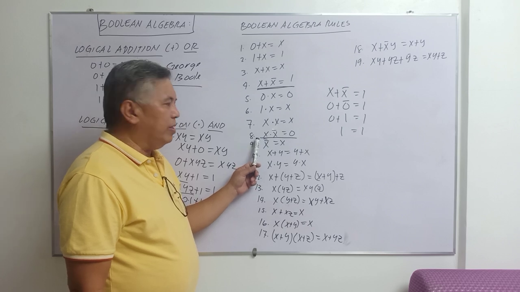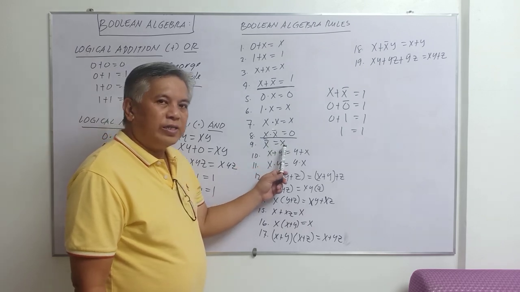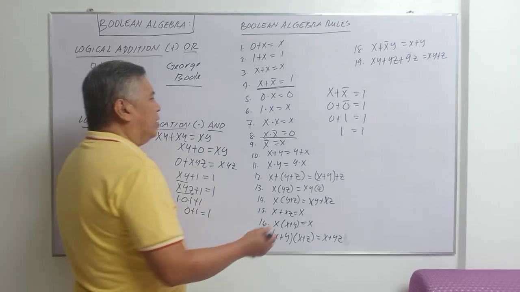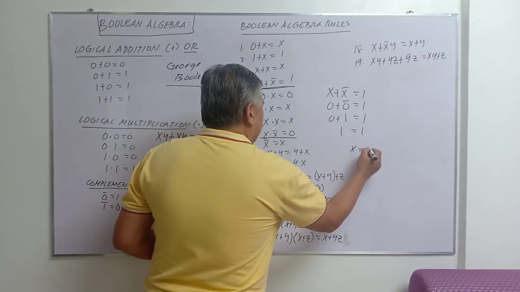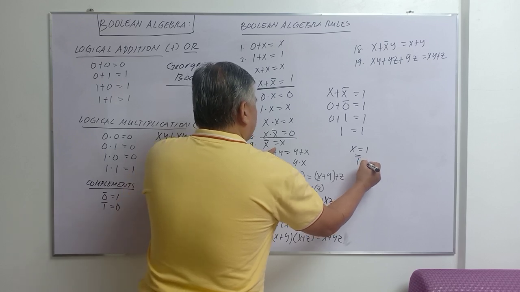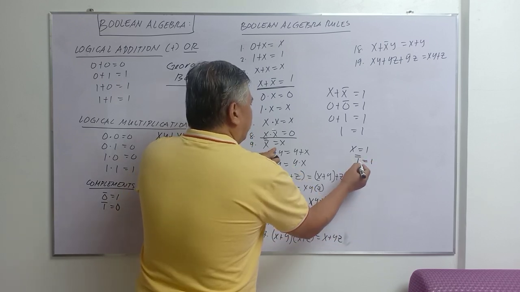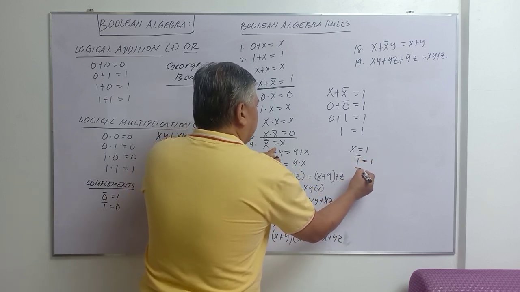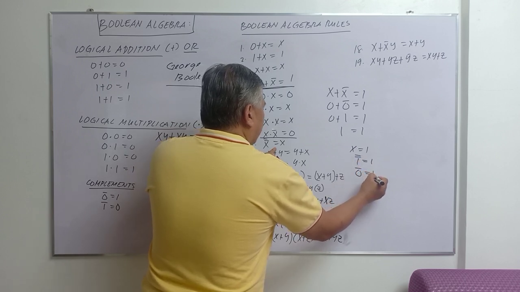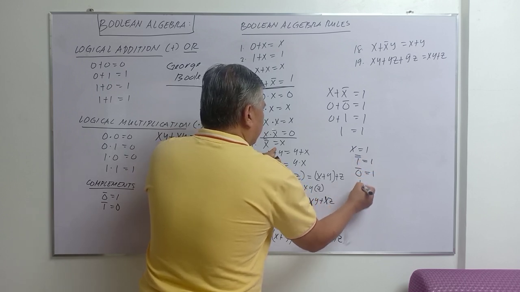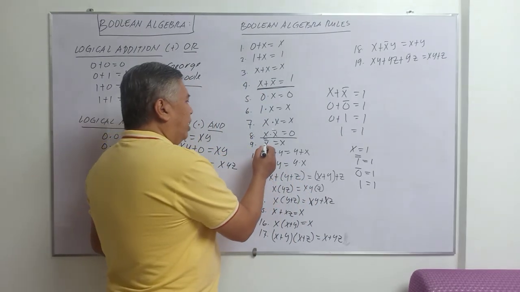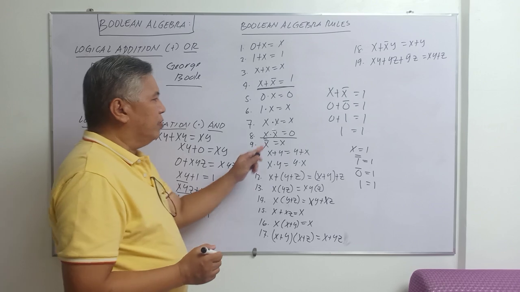X double complement is equal to x. Because, for example, if x is equal to 1, so you have 1 double complement is equal to 1. The first complement of 1 is 0. Then, the complement of 0 is 1. So, that is equal to 1. Alright? So, x double complement is equal to x.